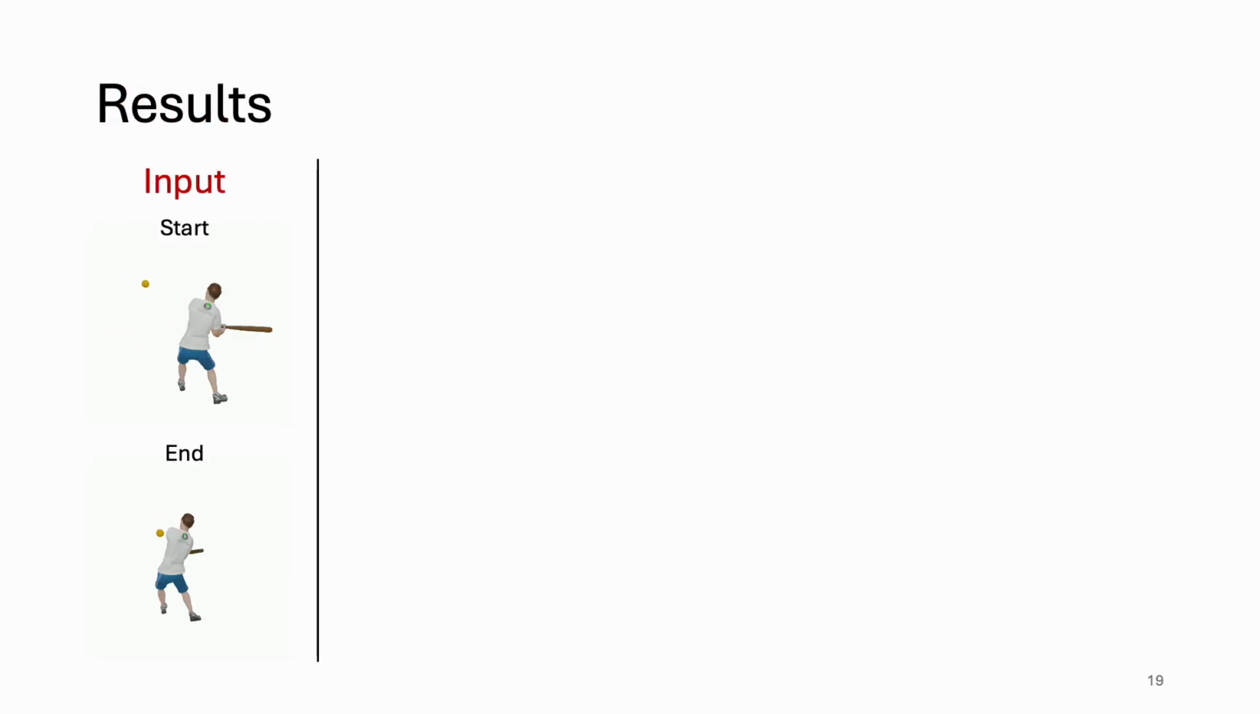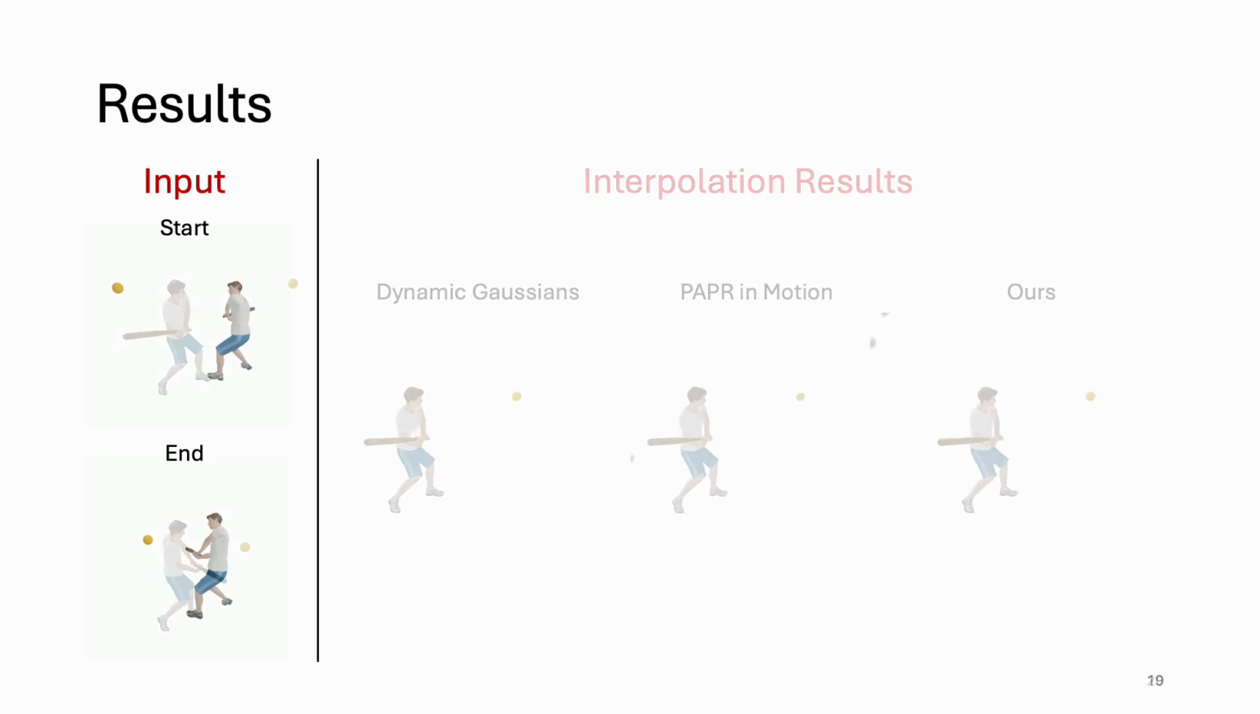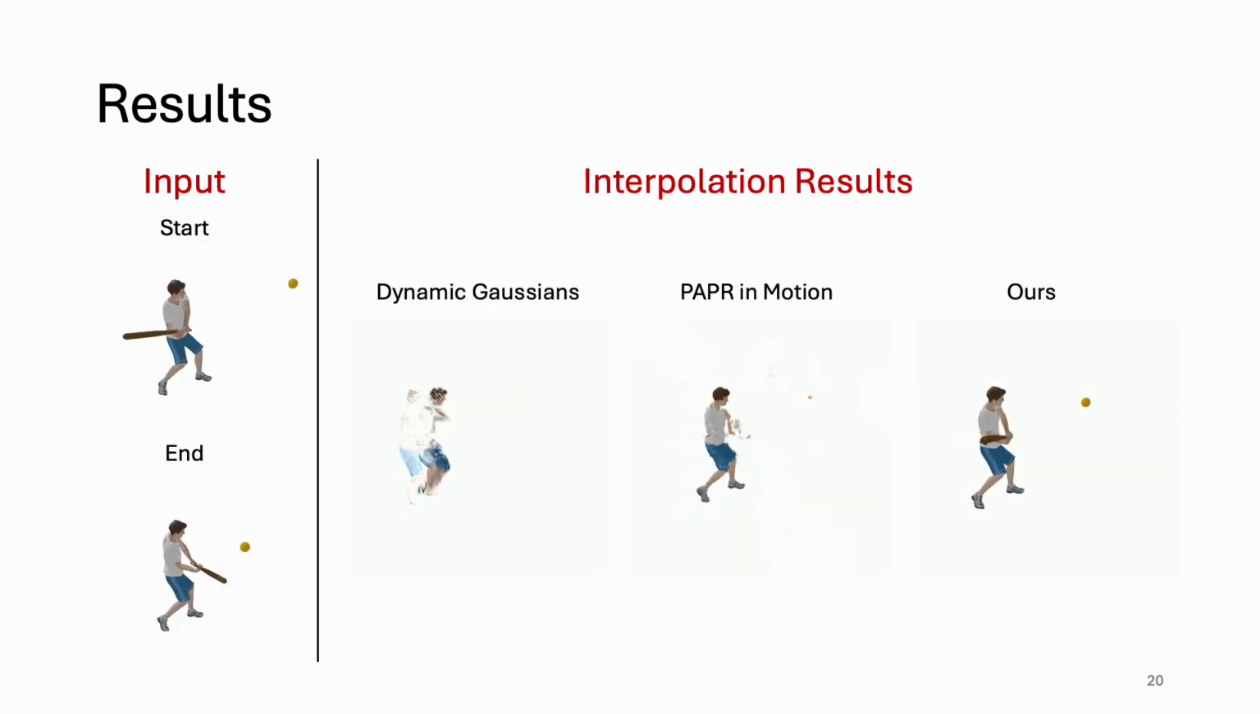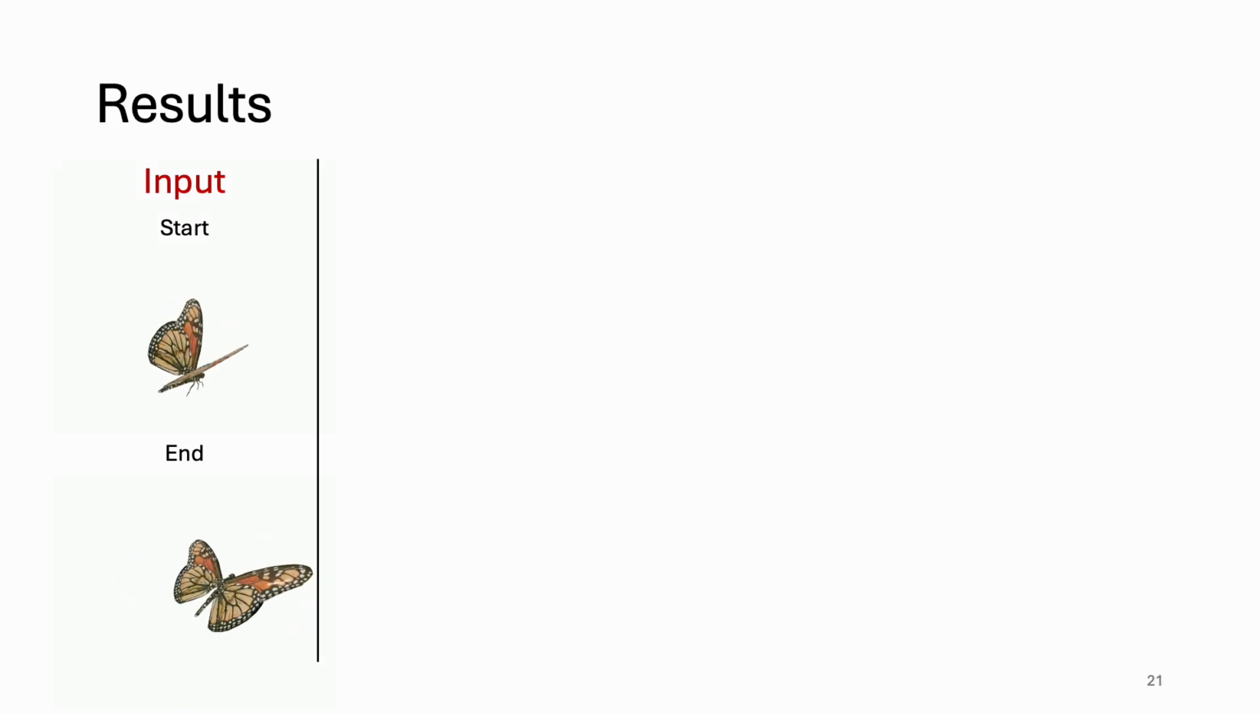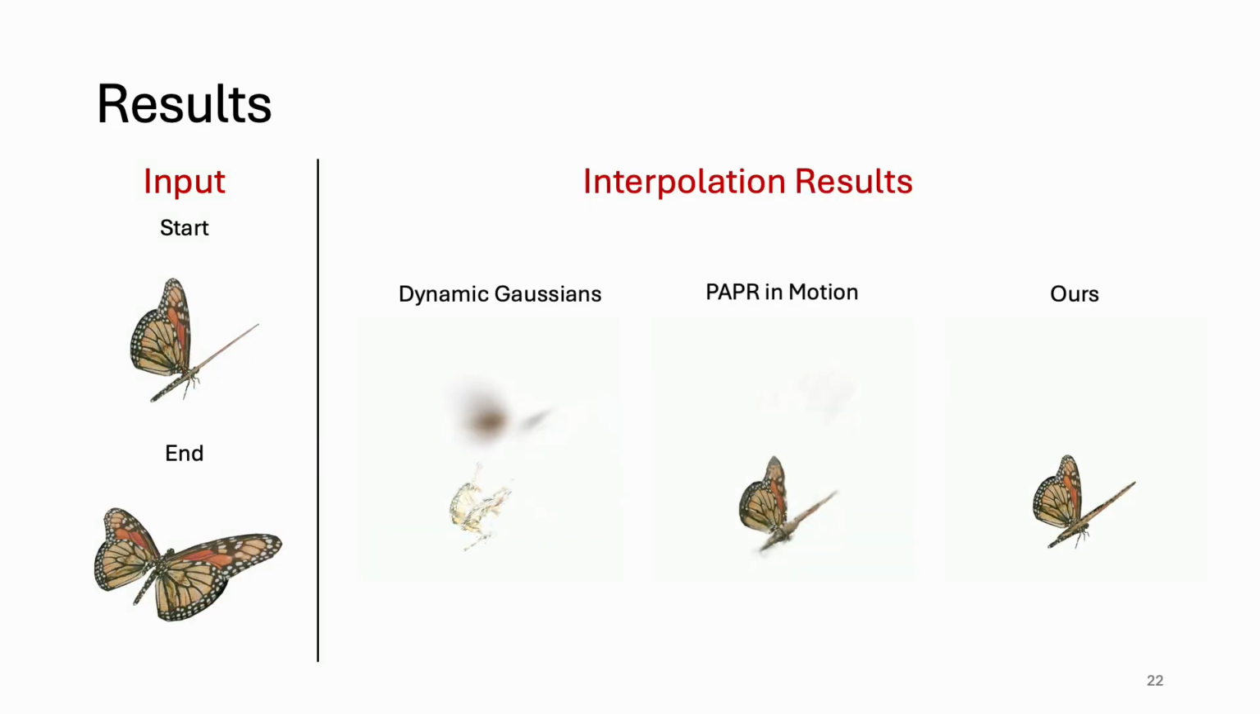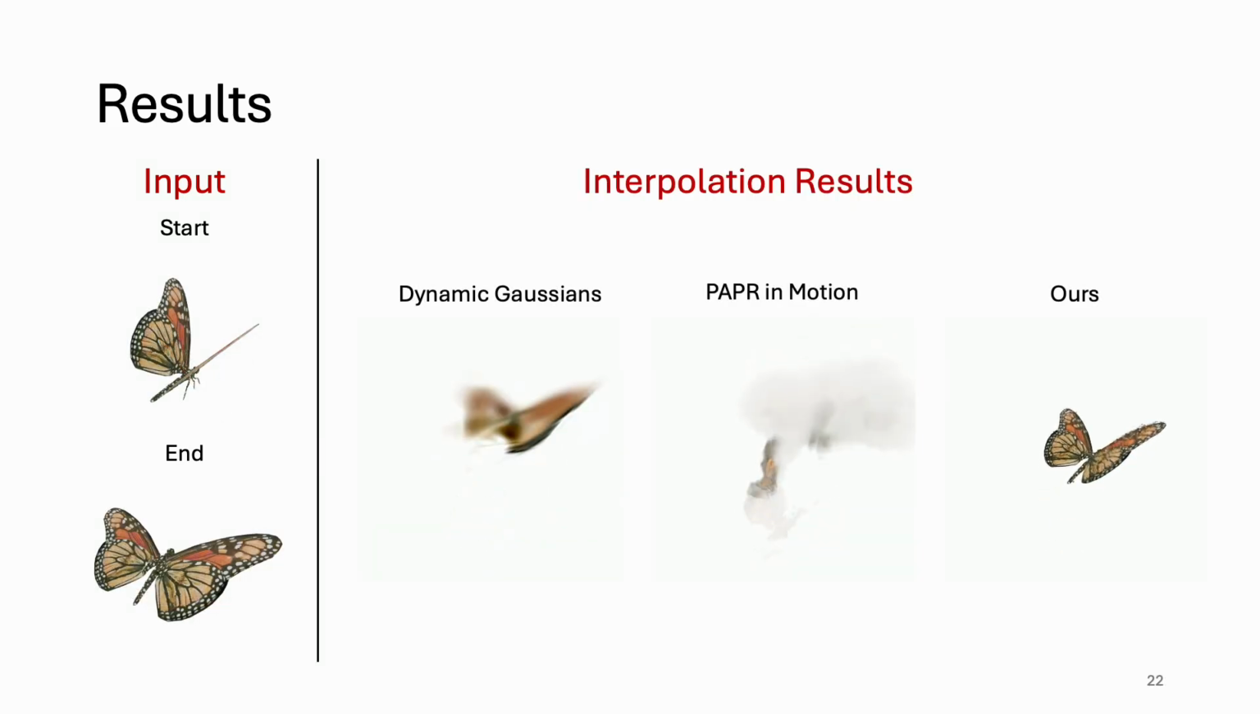Let's move on to the results section. Here, a dynamic 3D scene is shown. And we compare the performance of our method with the baselines. While our method is able to smoothly interpolate between the start and the end state, the baselines fail to produce any realistic renderings. Here we have another dynamic 3D scene. And again, our method is able to smoothly interpolate while the baselines do not do a good job.